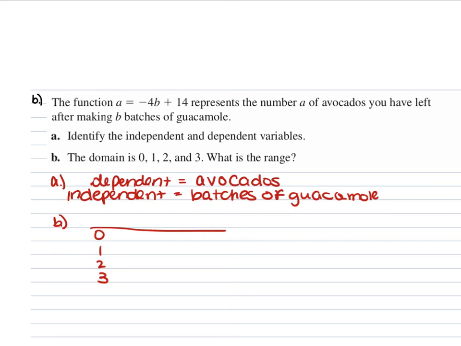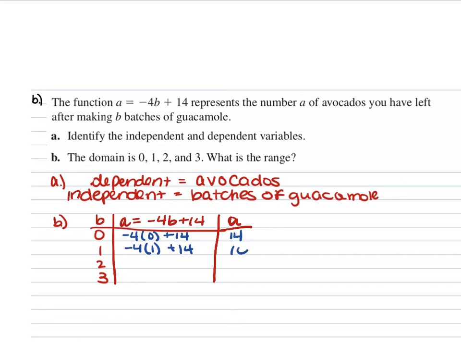So the domain is 0, 1, 2, and 3. So we're plugging these in for B into A is equal to negative 4B plus 14, and we're solving to get A. So we plug in that 0. Negative 4 times 0 is 0 plus 14 gives us 14. Negative 4 times 1 is negative 4 plus 14 is positive 10.